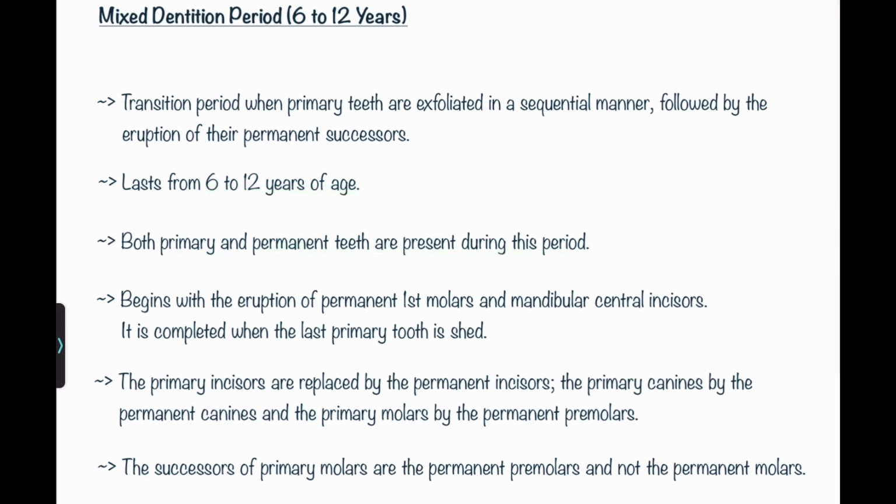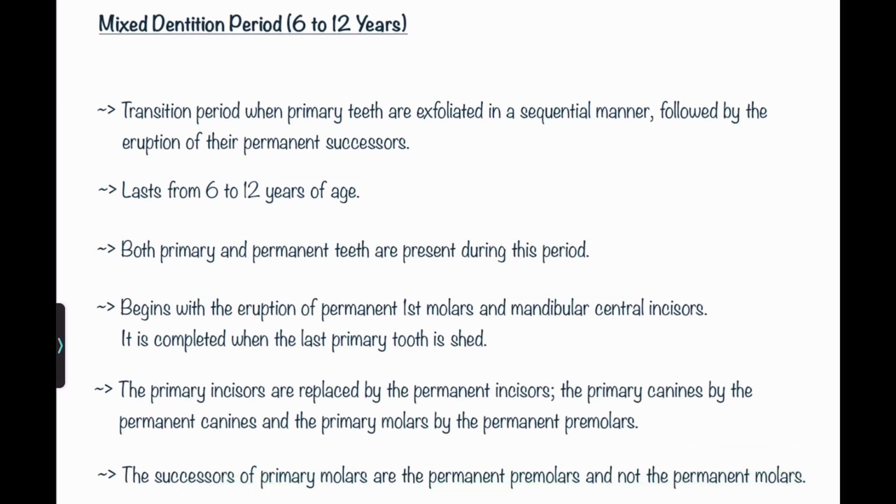The mixed dentition period begins with the eruption of permanent first molar and mandibular central incisors. It is completed when the last primary tooth is shed. During this period, the primary incisors are replaced by the permanent incisors, the primary canines by the permanent canines, the primary molars by the permanent premolars. It has to be noted that successors of the primary molars are the permanent premolars, not the permanent molars.